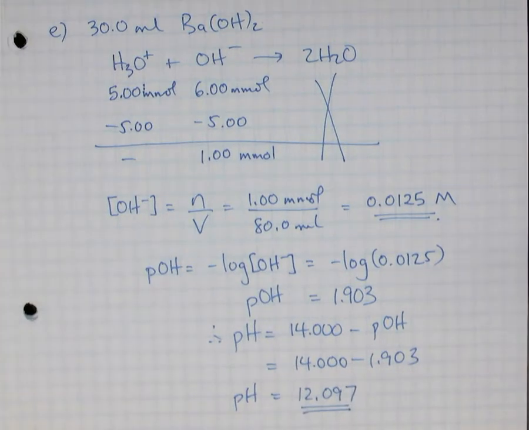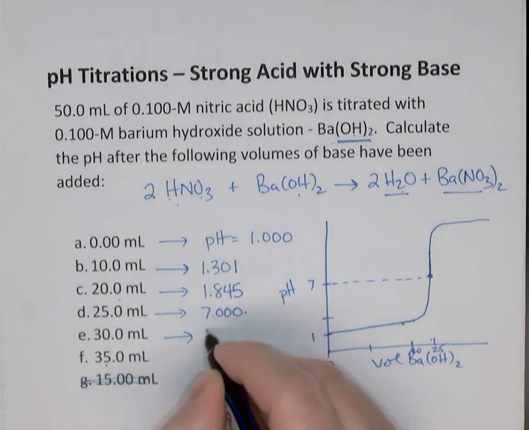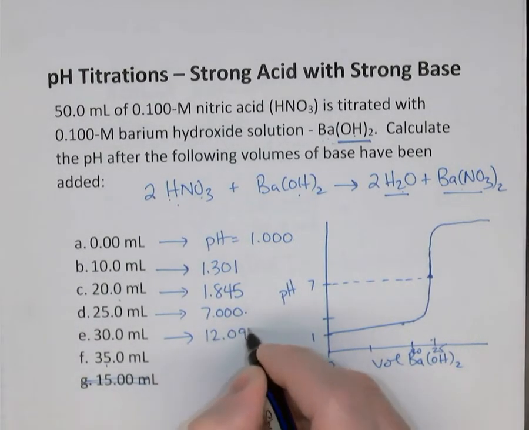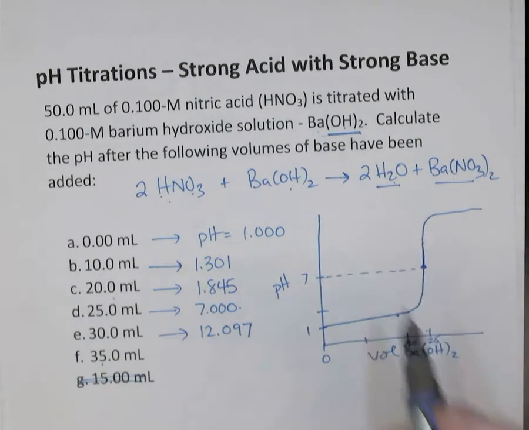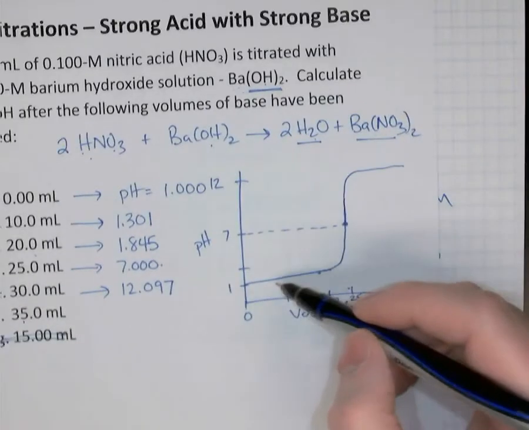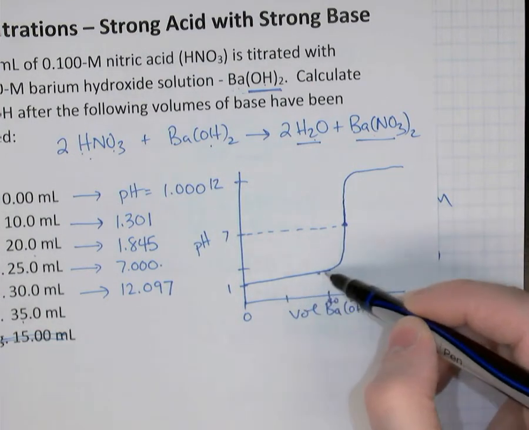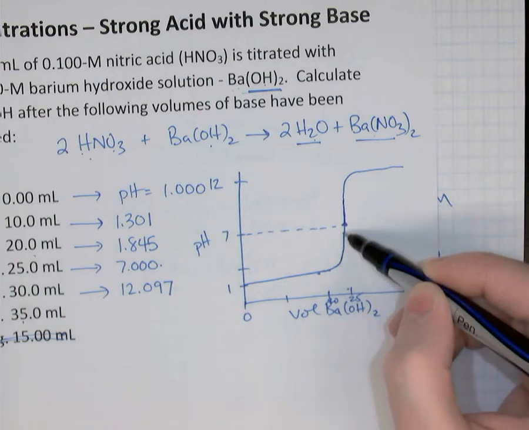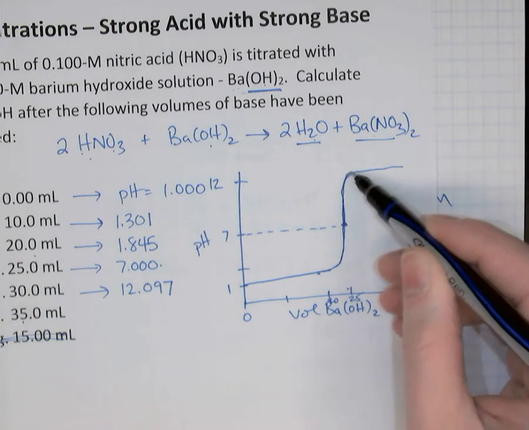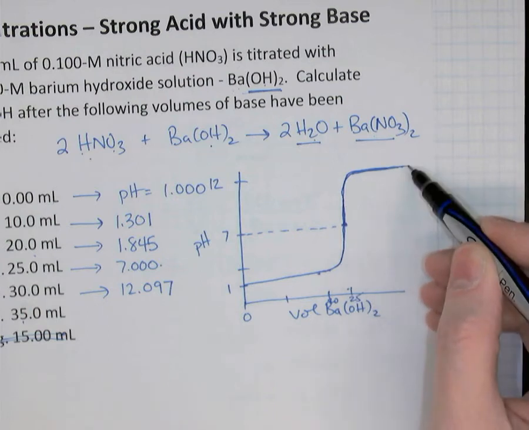So the pH, when we go past the equivalence point to 30 mL, is 12.097. So the pH has jumped from a very low pH at the beginning of the titration, slowly rising, and then a sudden sharp jump in pH, and now we're past the equivalence point and we're going to be on this plateau over here as well.